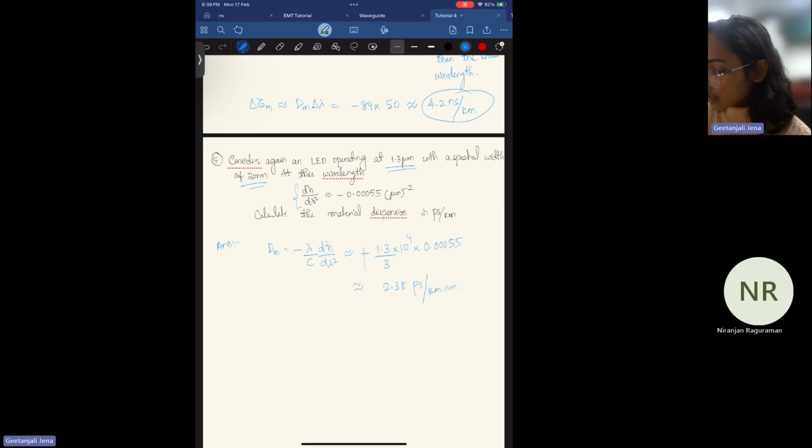And this will give 2.38 picosecond per kilometer nanometer. And the material dispersion in terms of picosecond per kilometer will be delta tau m, which is Dm times delta lambda. So Dm is 2.38 and delta lambda is given as 20 nanometer. This will come around 47.66 picosecond per kilometer.